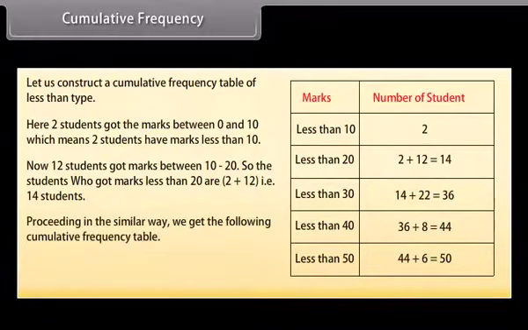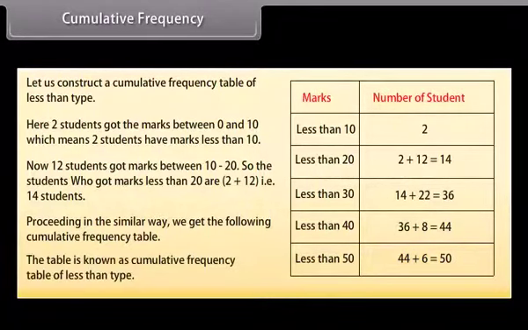Proceeding in the similar way, we get the following cumulative frequency table. For marks less than 10, number of students are 2. For marks less than 20, number of students are 2 plus 12 equals 14. For marks less than 30, number of students are 14 plus 22, which equals 36. For marks less than 40, number of students are 36 plus 8 equals 44. For marks less than 50, number of students are 44 plus 6 equals 50. The above table is known as cumulative frequency table of less than type.